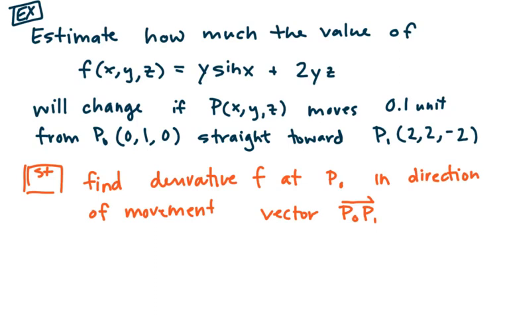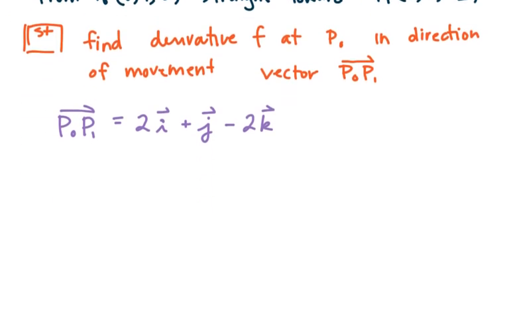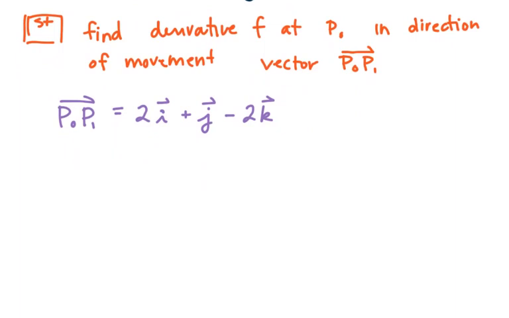So what is the length of that vector? P naught to p sub 1, that's going to be the difference of my x values, 2 minus 0, 2 minus 1, and negative 2 minus 0. So that gives me 2i plus j minus 2k. So that's the vector, and we just want the direction, which means we want to turn that into a unit vector and divide it by its magnitude.